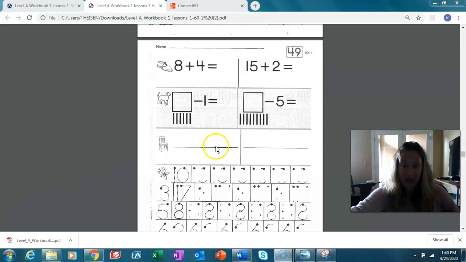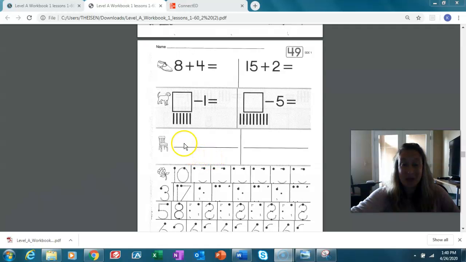Okay. Which number would you make lines for in this problem? Touch the number that you'll make lines for. Are you touching the 3? Yes, we're going to plus 3. Make 3 lines under the 3.